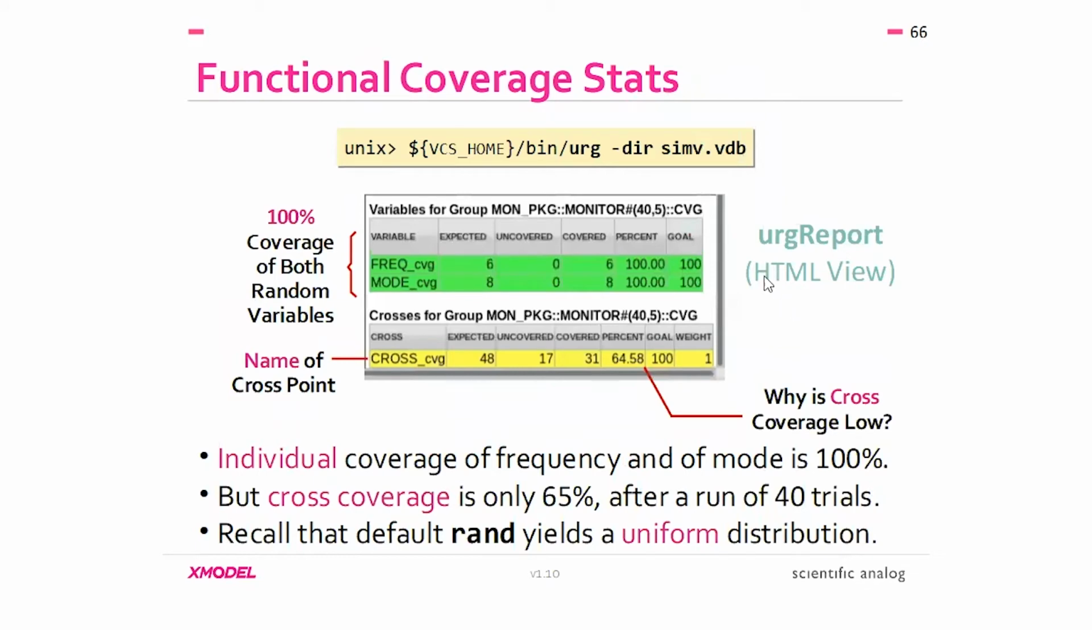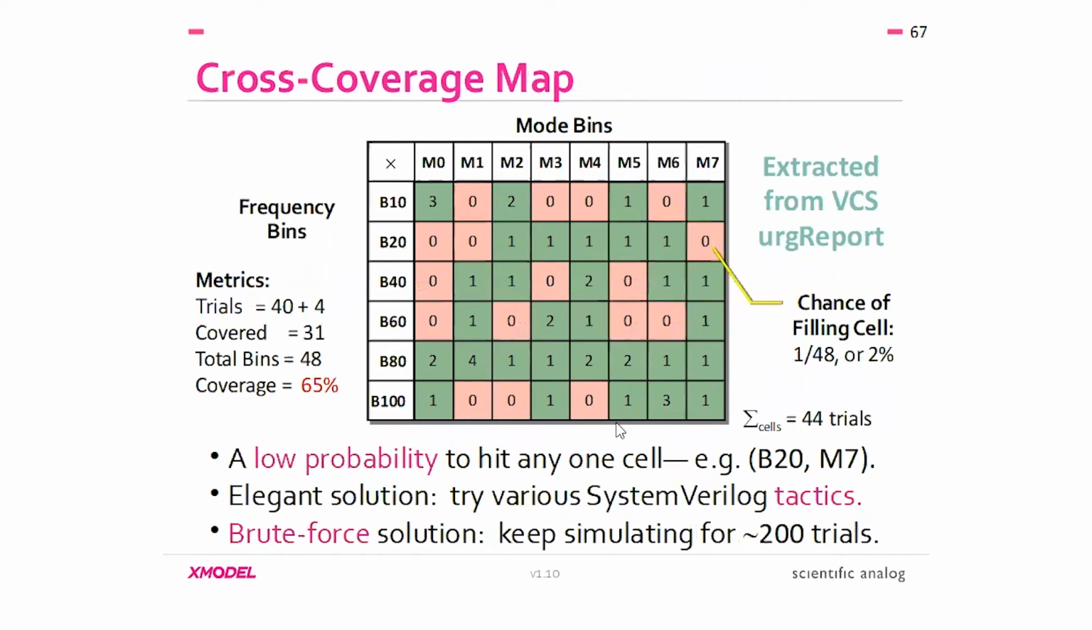Here are the results of a run. We've gone to 40 trials in this simulation run, and as we see, we easily met 100% coverage of the 6 frequency bins individually, and likewise all 8 modes, but our cross coverage is only 65%. Why so low? Well, it's because the modes and frequencies are uniformly distributed. So the probability of hitting any one pairing of mode and frequency bin is only 1 out of 48, barely 2%. And so we've got quite a few gaps left in the coverage map.